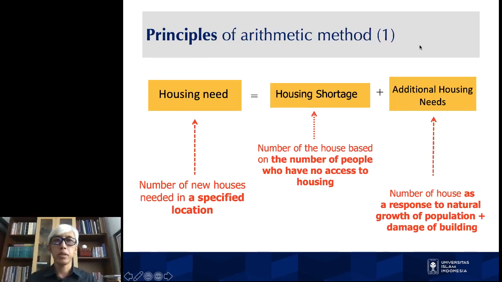So this is the formula to calculate the housing needs. Housing needs is equal to housing shortage plus additional housing needs. Housing needs is basically the number of new houses needed in a specified location. Housing shortage is the number of houses based on the number of people who have no access to housing. And additional housing needs is the number of houses as a response to certain conditions, for instance natural growth and damage of the building.